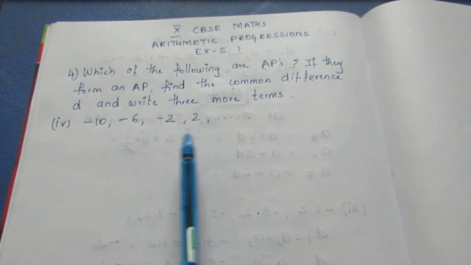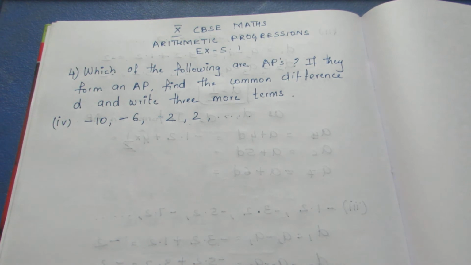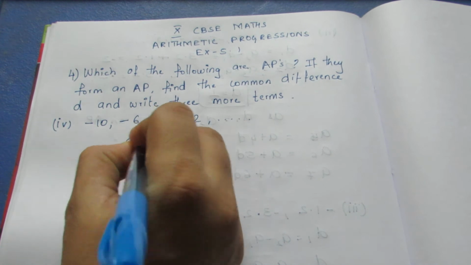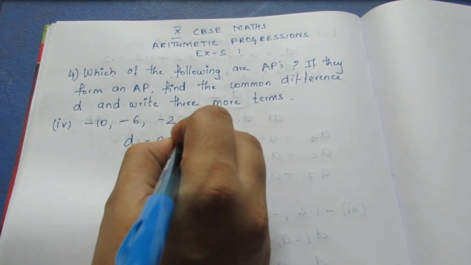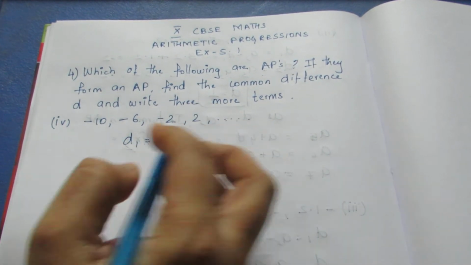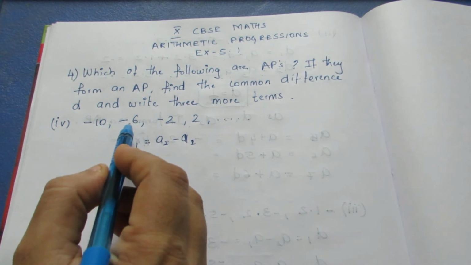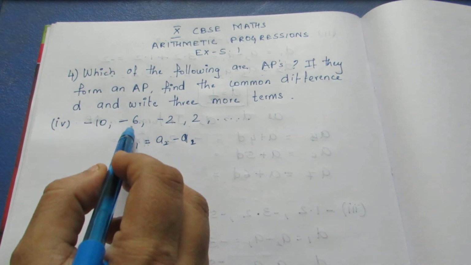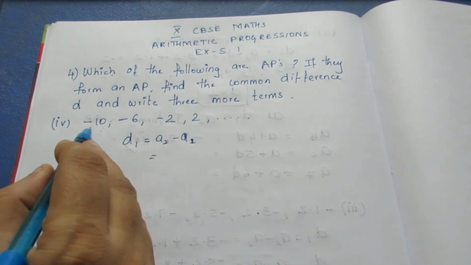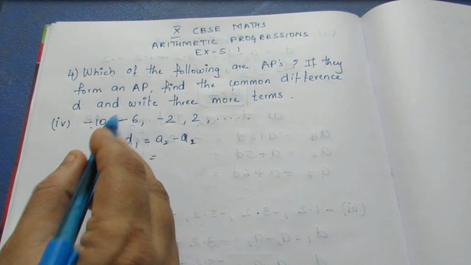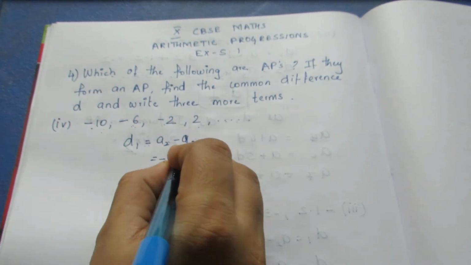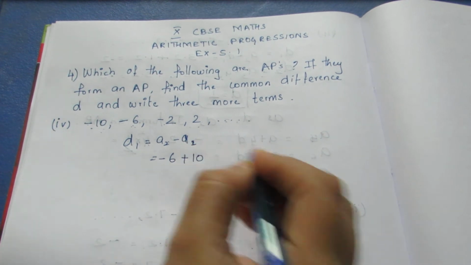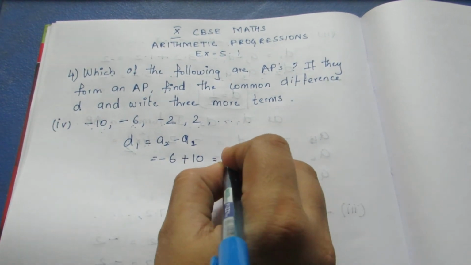First we will see whether it is an AP or not. For that, the common difference should be equal. All the Ds should be equal. So D1 equals A2 minus A1. We need to find one or two Ds, and if they are equal, they form an AP. Here, this is the first term, second term, third and fourth. So minus 6 minus of minus 10, minus and minus becomes plus. So here it is 4.